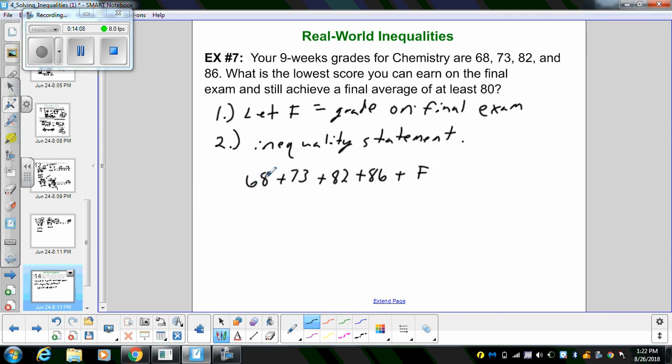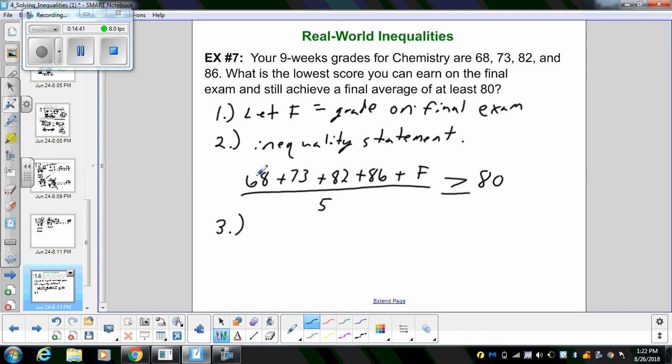Now, you add up all your scores to find the average, and then you have to divide that by how many tests we took. So it's 1, 2, 3, 4, 5. That would be 5 tests. So you add them all up, divide by 5, that will give your average. And you want it to be at least an 80. So that means that number or more. So this becomes a greater than or equal to sign, because it can be 80, but it can also be more than 80. Alright, so now in step 3, we're going to solve it.